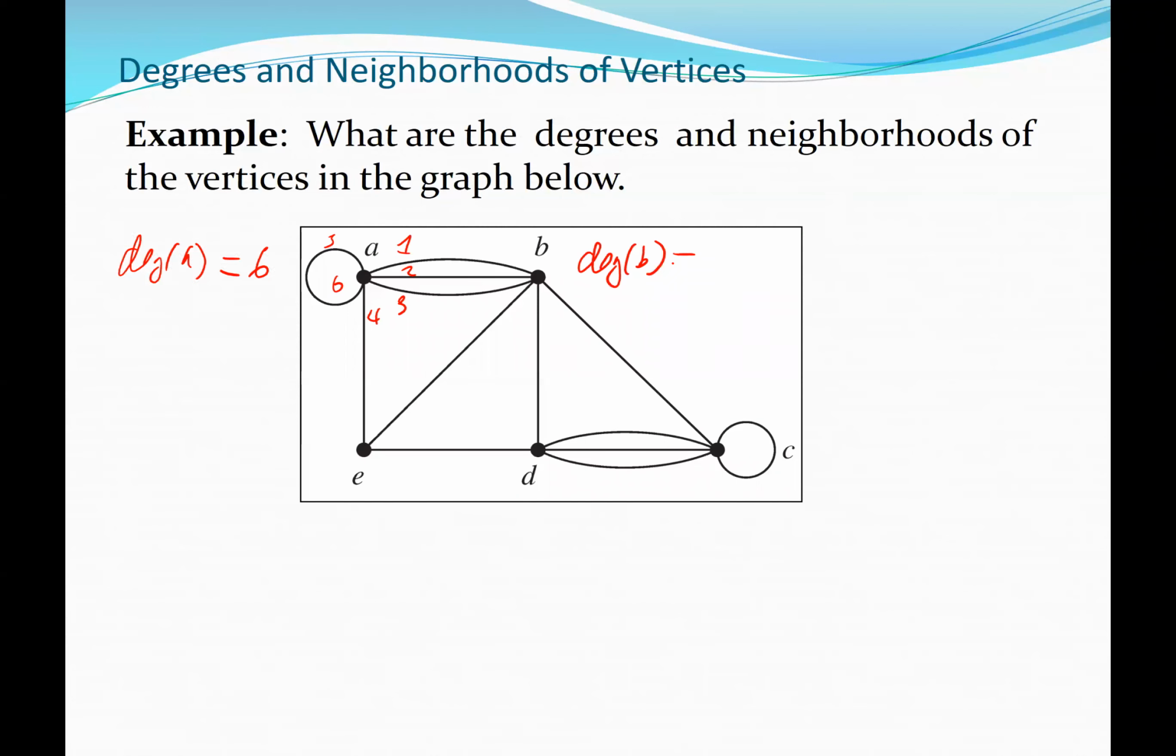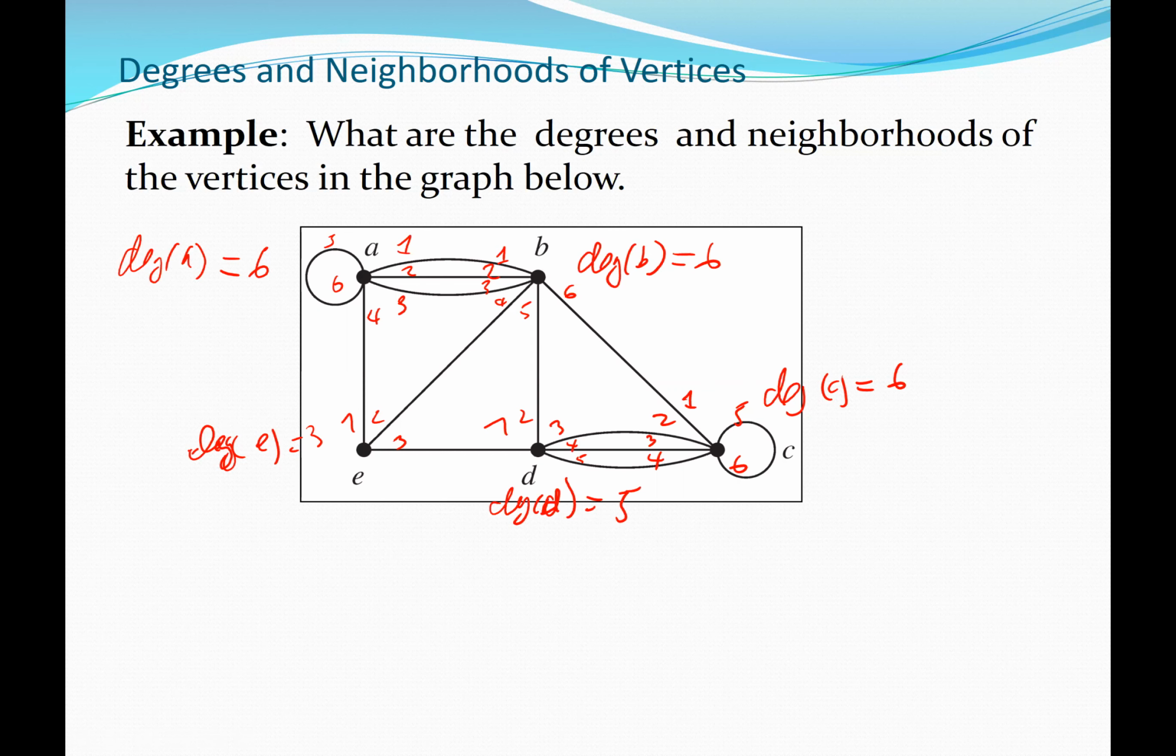Degree of B, you can see 1, 2, 3, 4, 5, 6. So also 6. Degree of C, 1, 2, 3, 4, 5, 6. Also 6. Degree of D, 1, 2, 3, 4, and 5. So 5. And degree of E, 1, 2, 3. The degree of E equals 3. Okay, so that's how we focus on the degree.